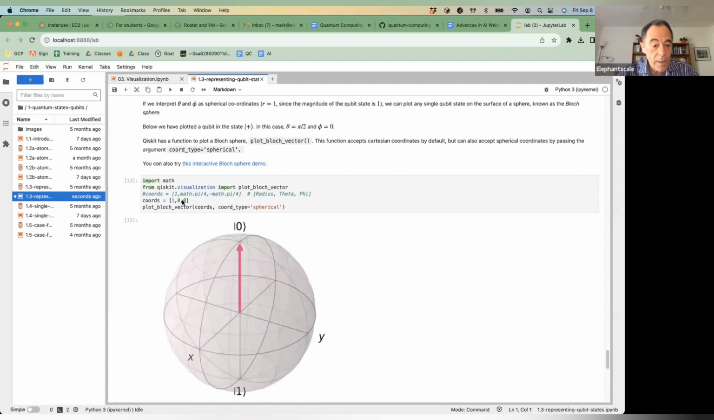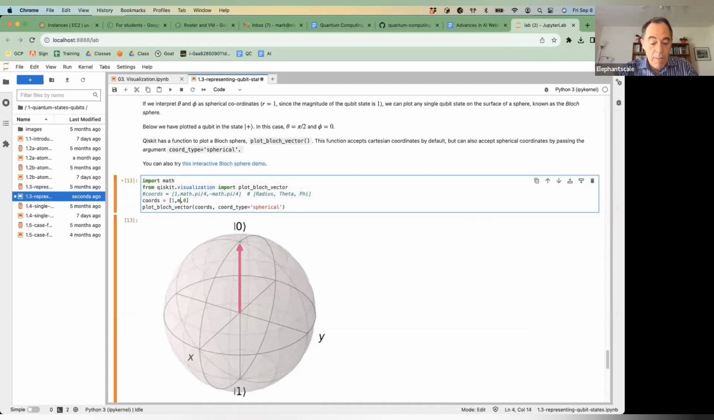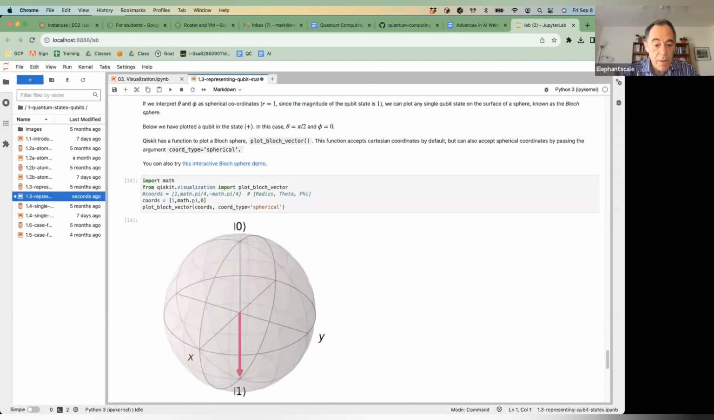So it is math.pi and phi is 0. Let's run. Exactly here. Math.pi. In other words, let's go all the way 180 degrees, which is pi, right here. And this is 0. And we got exactly that. So now we know how to represent the 0 state and the 1 state.